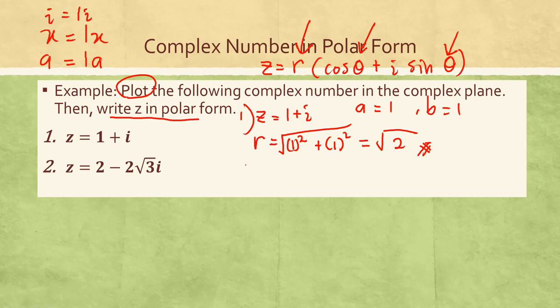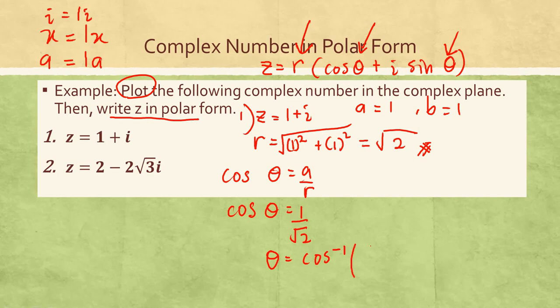Let's say I use cos. Cos theta is A over R. I have the A value, so cos theta, A is 1. What is R? R is square root 2. So cos theta is 1 over square root 2. What is theta? Inverse cos of 1 over square root 2.